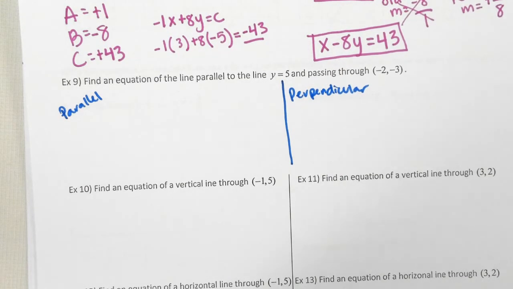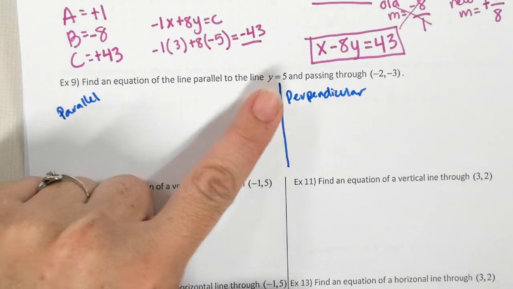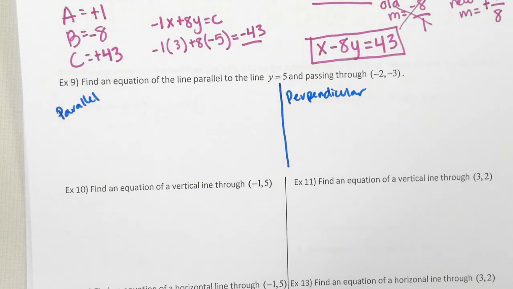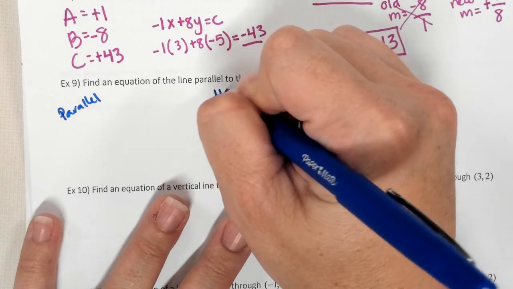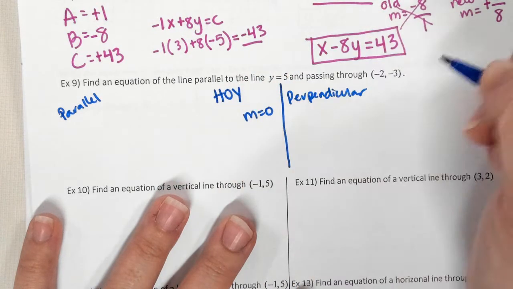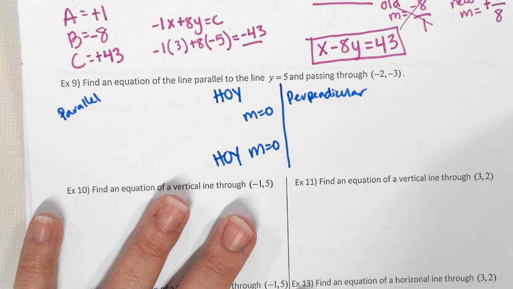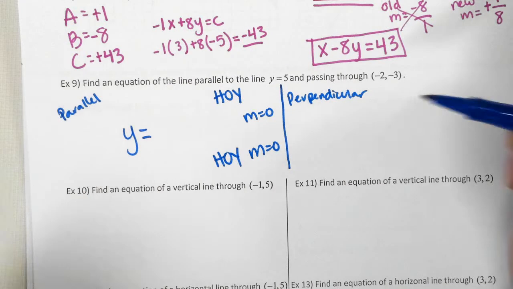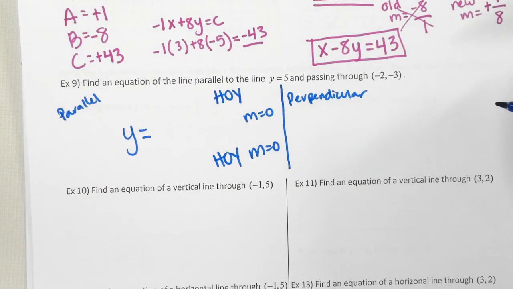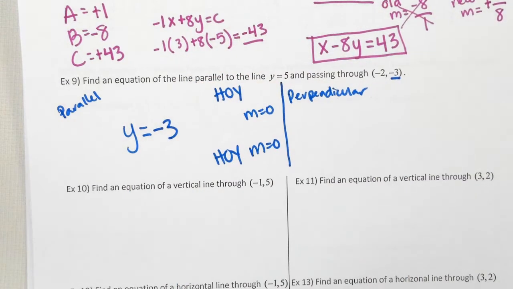Okay, it says find an equation of a line that's parallel to the line of y = 5. What kind of line is that? Yes, it's a horizontal line. And so what's my slope? 0. Slope is 0. So my new line also has to have a slope of 0 and be a Hoy equation, right? Because that's parallel, has same slope. So I know it's going to be y equals something. Well, do I have a point that it went through? What's the y of that point? -3. There's your answer for parallel.